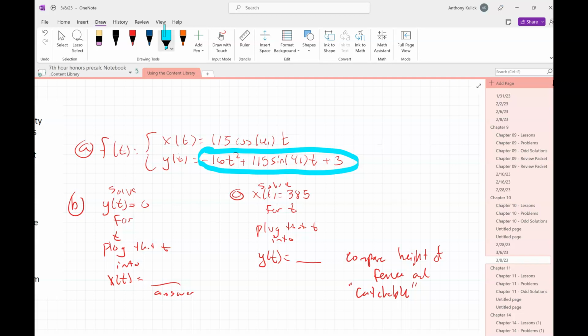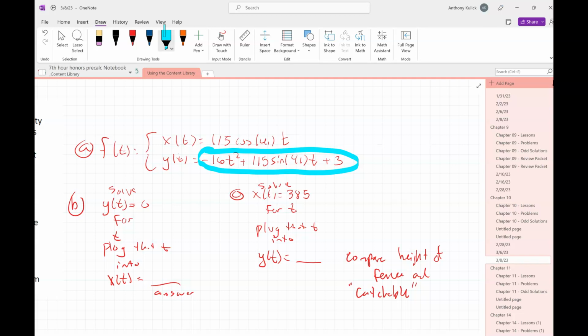Now there's 2 answers to that, right? How do you know which one is the one you want? It'll be the positive one. The other one will be negative, and t is time here, right? That's the lurking parameter. And negative time is bonkers. If we're talking about how long a baseball's in the air, it's not negative time. Does that feel okay?